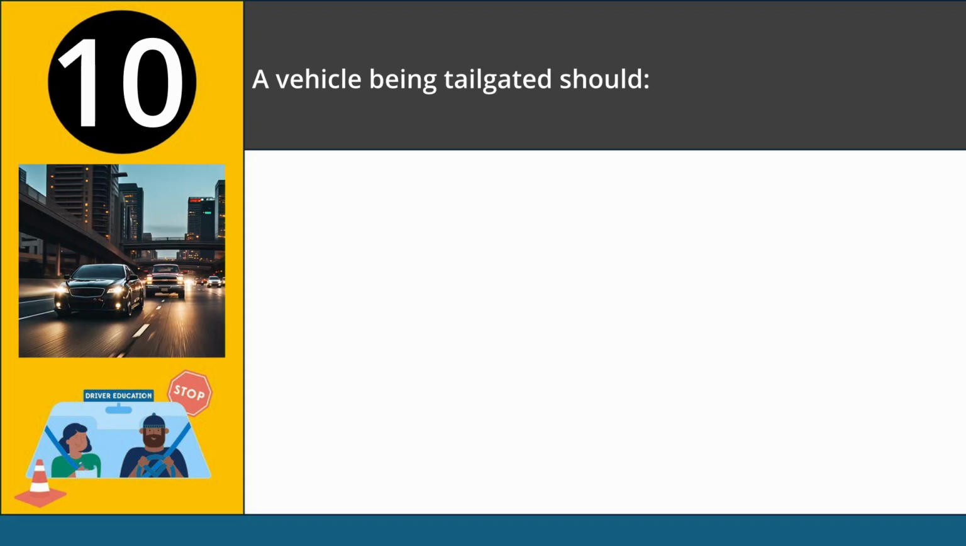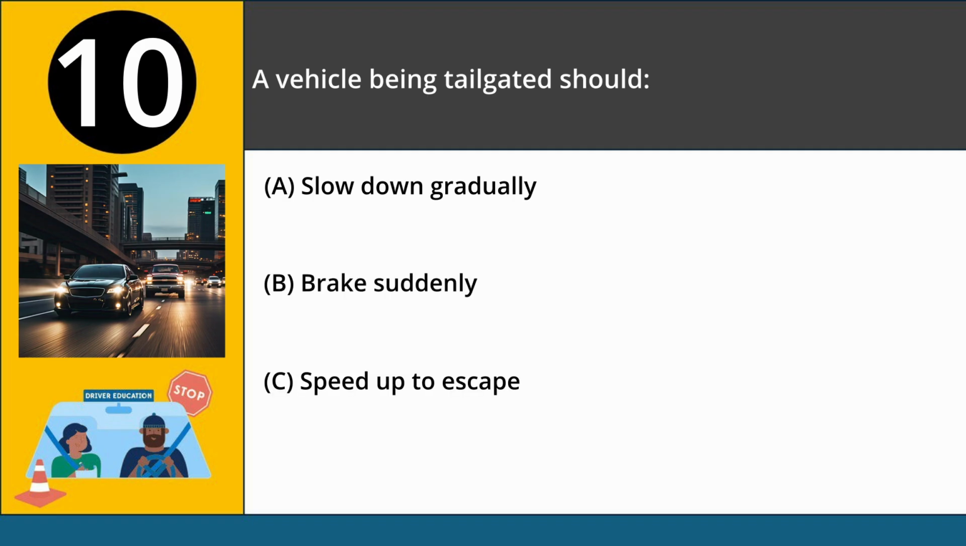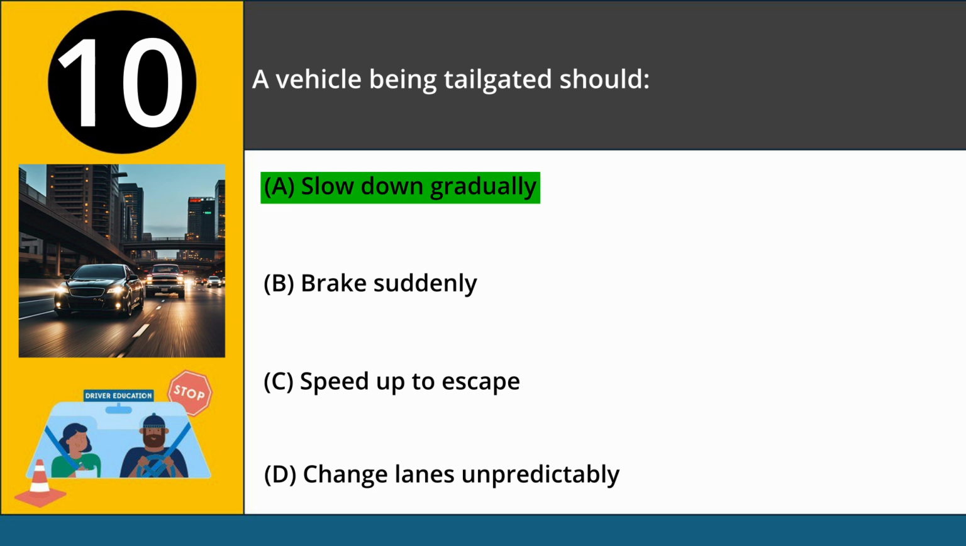A vehicle being tailgated should: A. Slow down gradually. B. Brake suddenly. C. Speed up to escape. D. Change lanes unpredictably. Answer: A. This encourages tailgaters to overtake safely without abrupt braking.